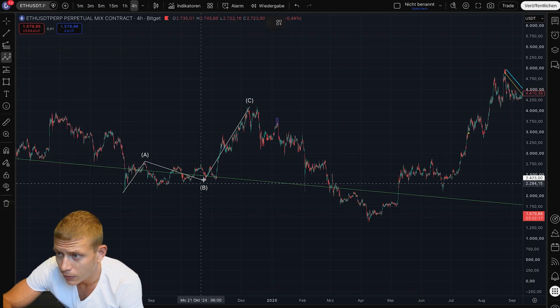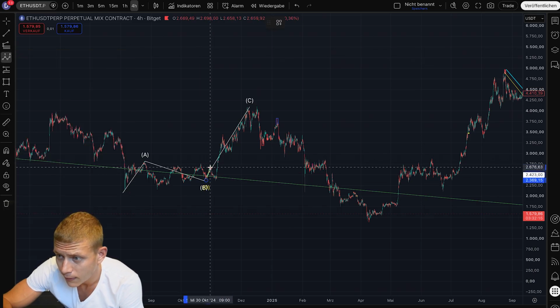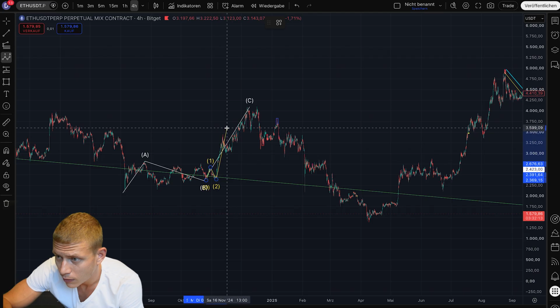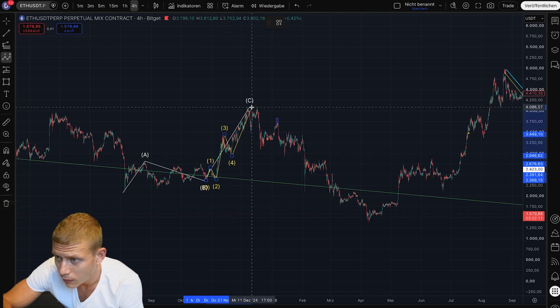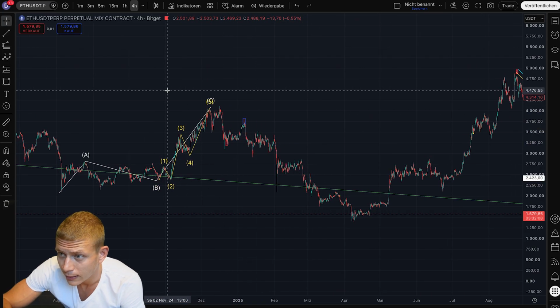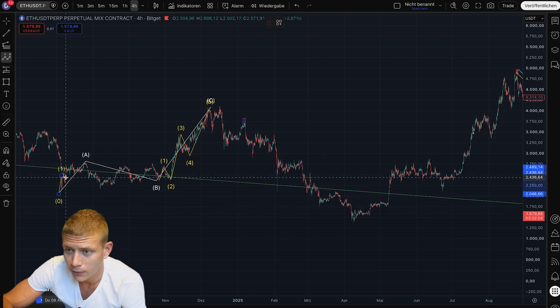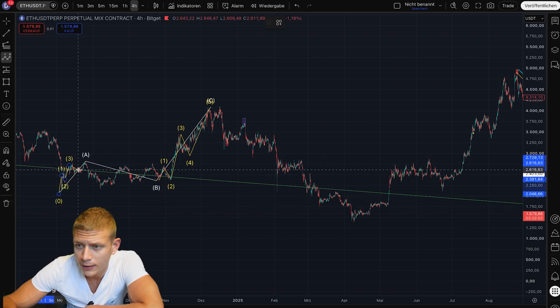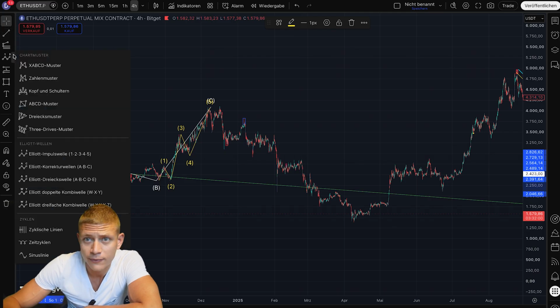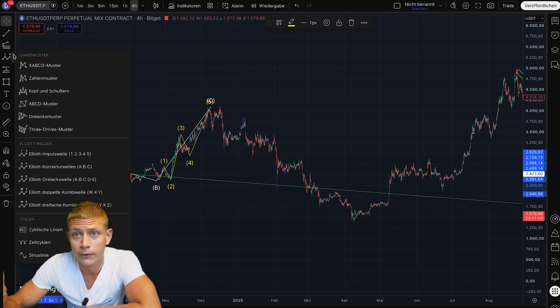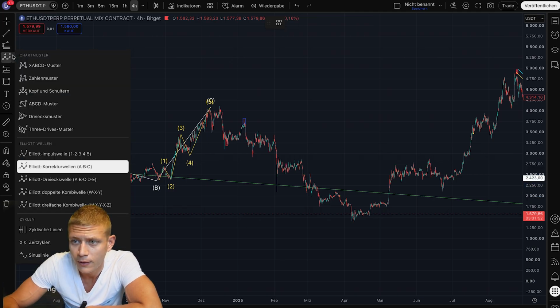I mean, you could also classify this. Well, at least the 5 within the 5. You see, look, here we had a leading diagonal, right? You had the leading diagonal in the A wave. I'm just making the whole count for you so that you can understand what I'm really teaching you here.